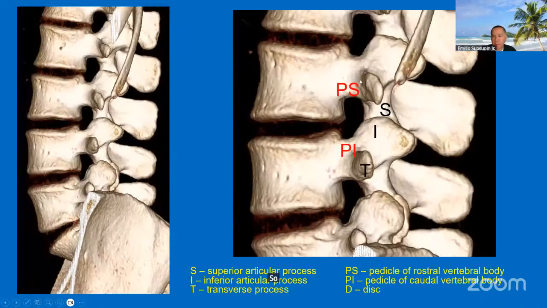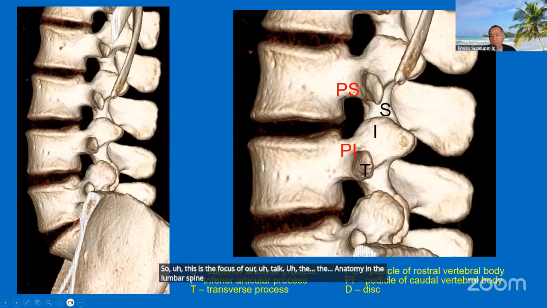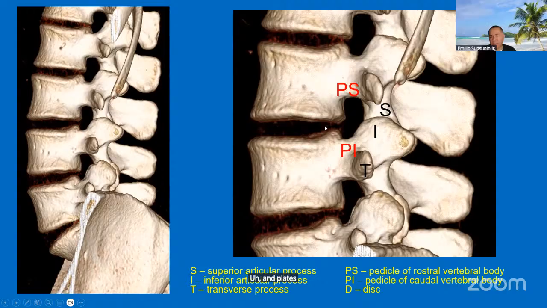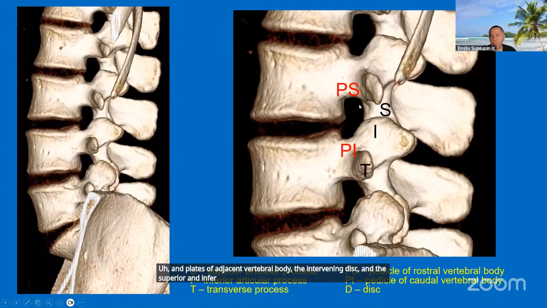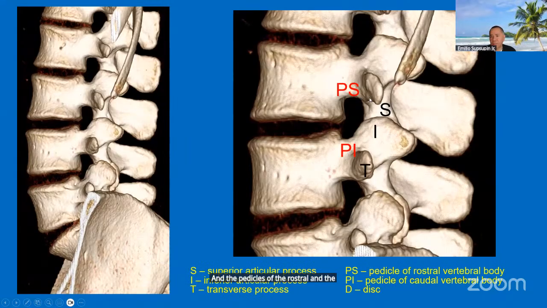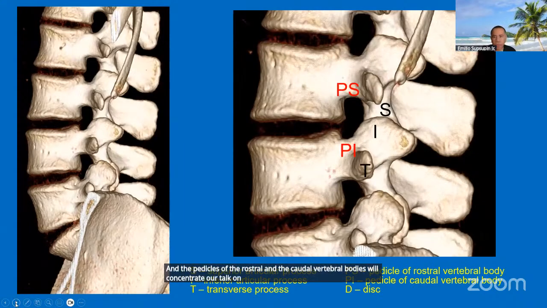So this is the focus of our talk, the anatomy in the lumbar spine, the neural foramen. We have here the boundaries of the neural foramen being the end plates of adjacent vertebral bodies, the intervening disc, the superior and inferior articular processes, and the pedicles of the rostral and the caudal vertebral bodies. We'll concentrate our talk on this structure.